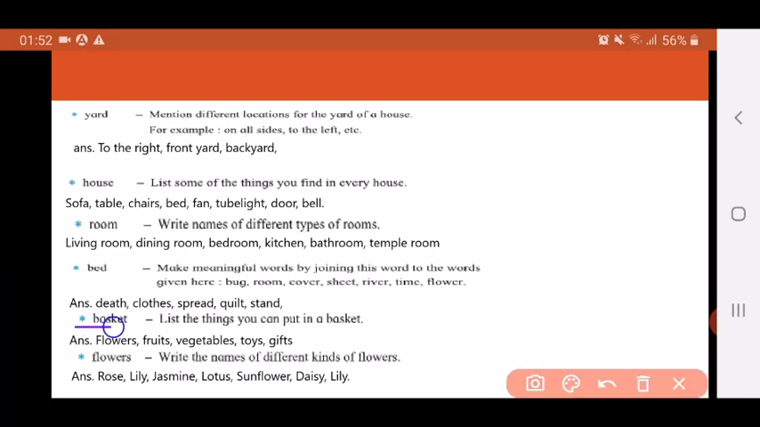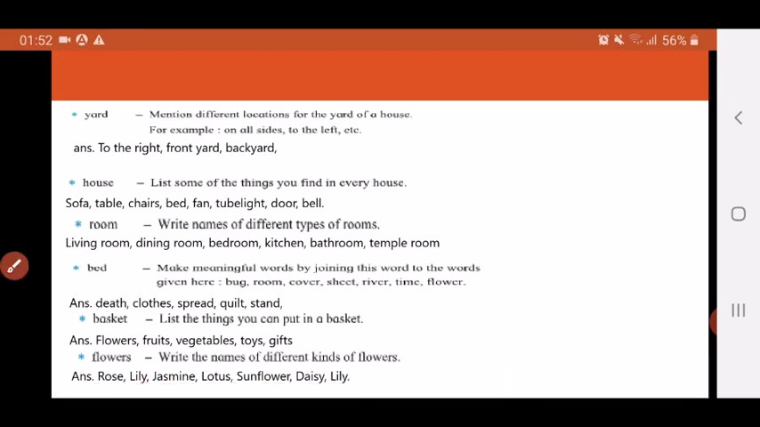Next, basket. List the things that you can put in a basket, such as flowers, fruits, vegetables, toys, gifts. And the last one, flowers. Write the names of different kinds of flowers. You can write the names of the flowers that you know. Rose, lily, jasmine, lotus, sunflower, daisy, lily.